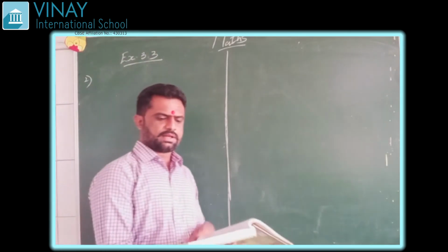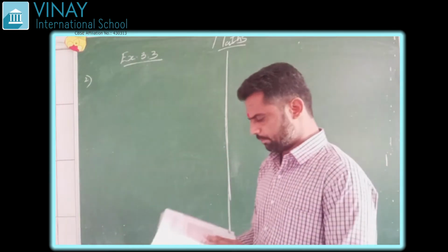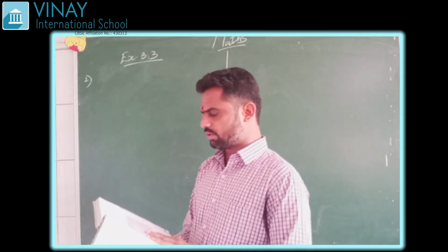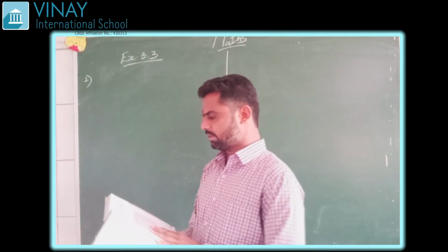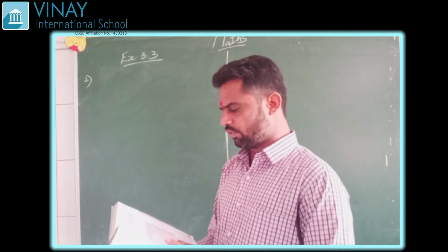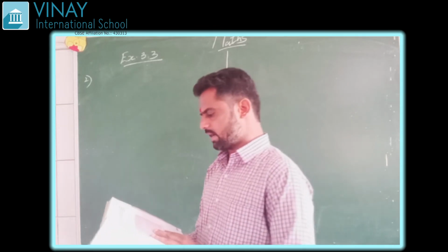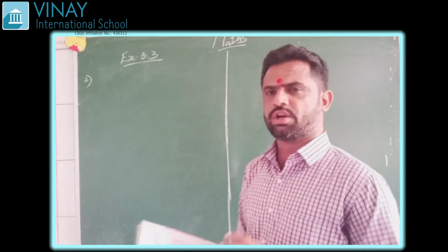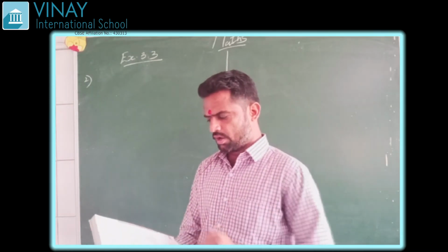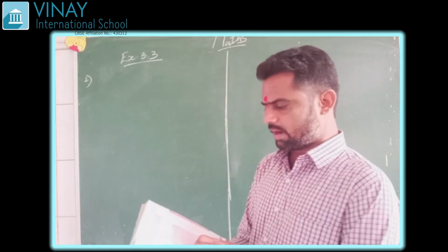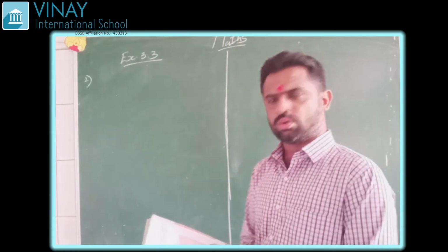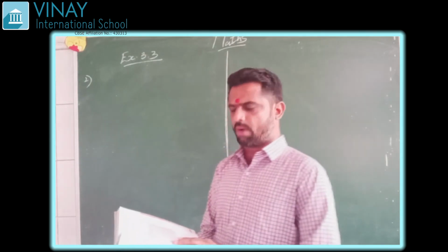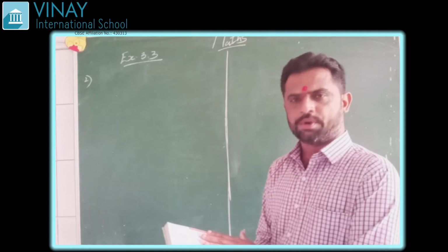Now, let us begin exercise 3.3. Question number 1 is, using divisibility test, determine which of the following numbers are divisible by 2, by 3, by 4, by 6, by 8, by 9, by 10, by 11. You need to just say yes or no. This question you have to do in the textbook by yourself. You need to check by divisibility test and find out whether the number is divisible by these numbers or not.